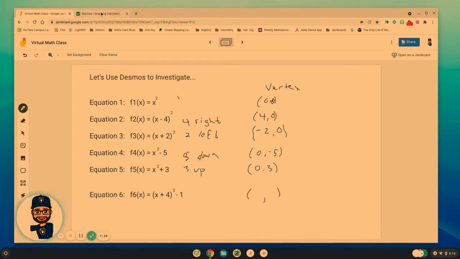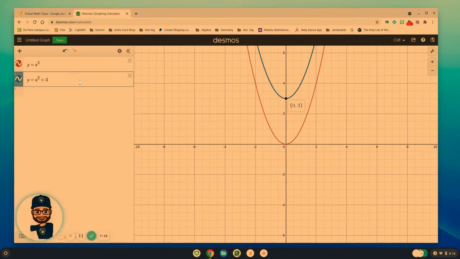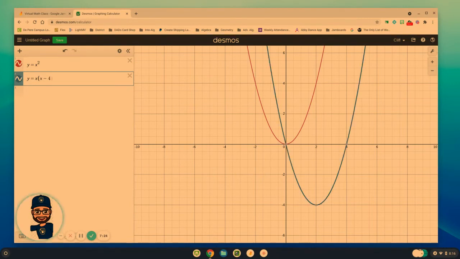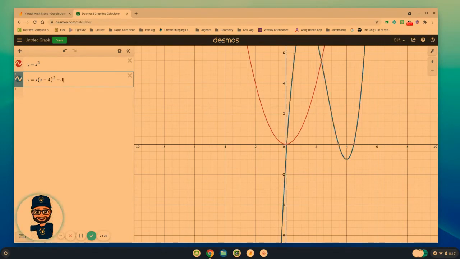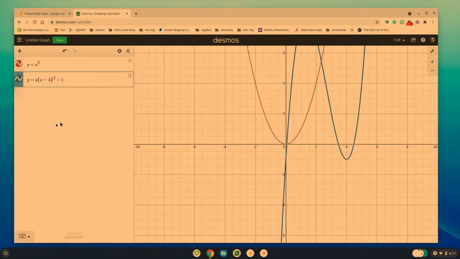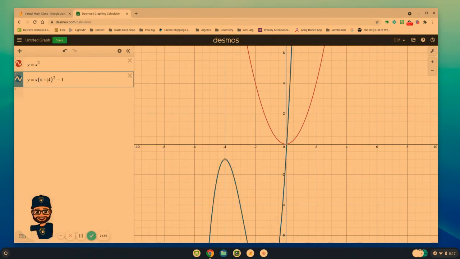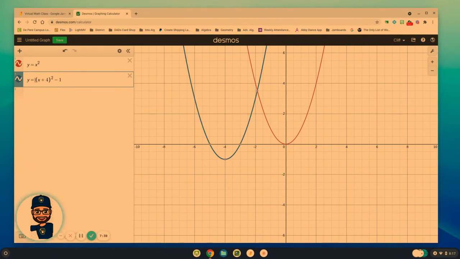So let's graph that. X plus 4 squared minus 1. And you got to make sure you use parentheses. X minus 4, that whole thing squared, minus 1. I think I typed it in wrong. Plus 4 minus 1. Okay, so, whoops. Plus 4, and I got to get rid of this x out front. That's better. X plus 4 squared minus 1, and look where the vertex is now.